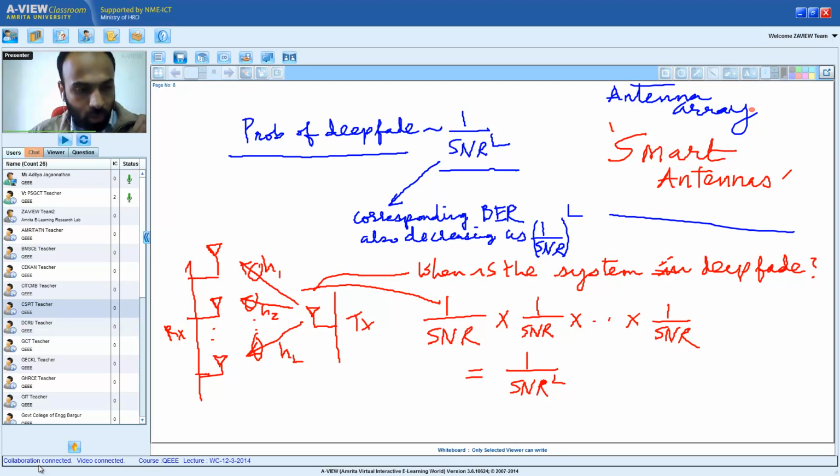Someone requested me to do a recap. It looks like it's not possible to do a recap now, but I'll do a recap in the next lecture, and then we'll move on to characterization of the wireless channel. This completes the module on diversity, and we will move on to parameters of the wireless channel, such as the delay spread, coherence bandwidth, and the Doppler. Of course, Doppler is also important.